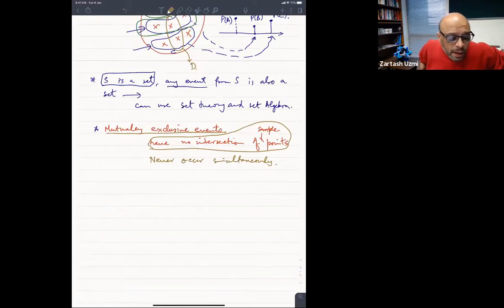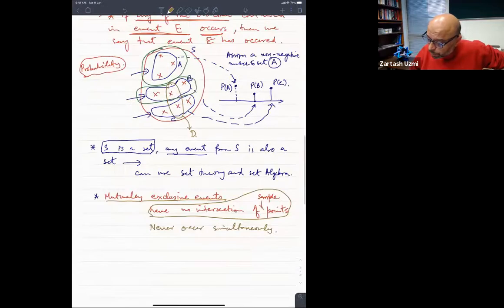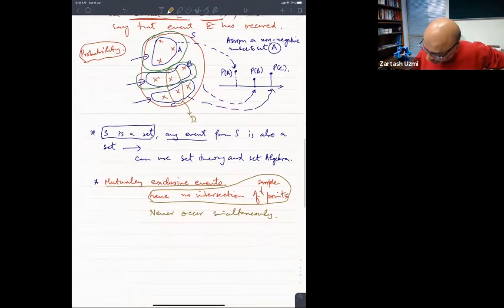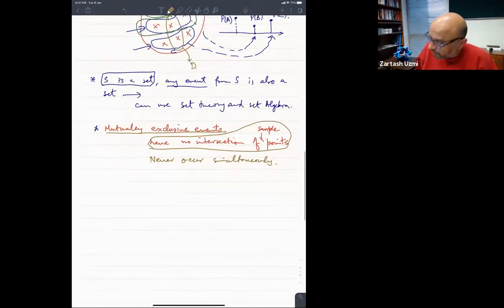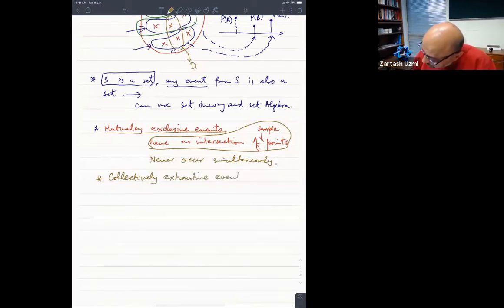So Ahmad Tahir has asked: will probability of A plus probability of B plus probability of C always be equal to 1? I will answer that now, by defining what we call collectively exhaustive events.